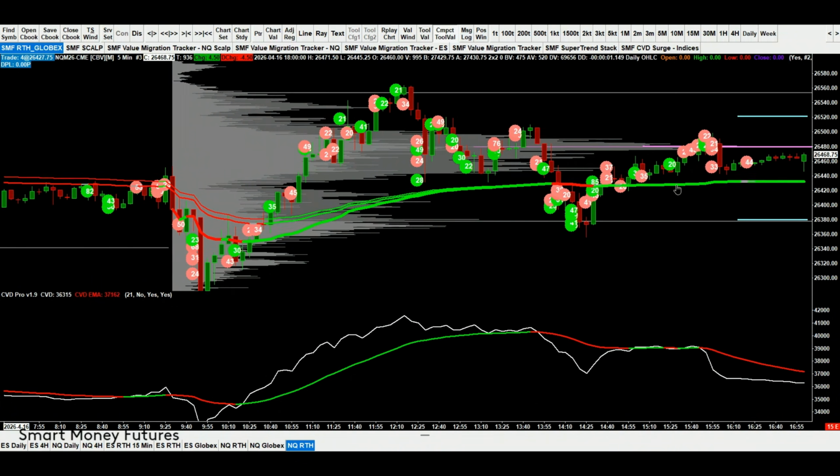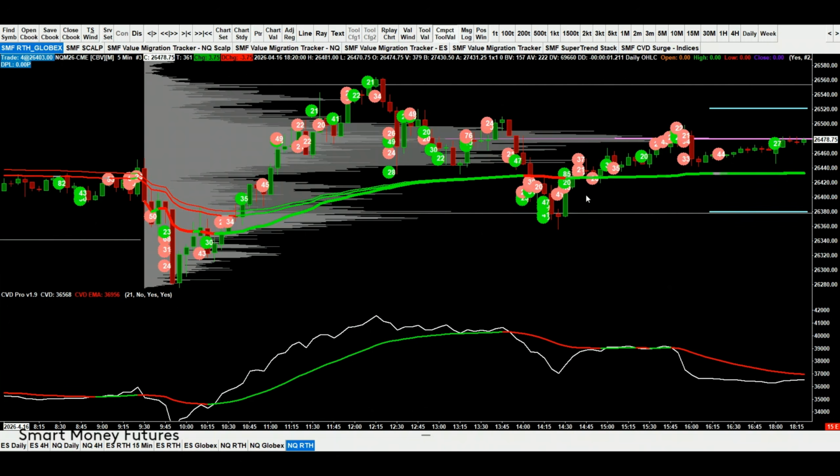The third mistake is ignoring passive participants. CVD tracks aggressive buying and selling, but passive buyers and sellers matter too. If aggressive buyers are lifting offers and price is not moving higher, someone may be absorbing that buying. That could be a major clue.